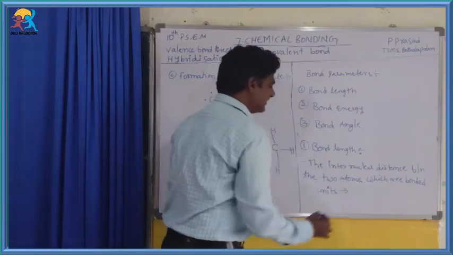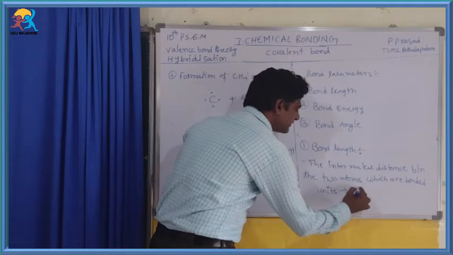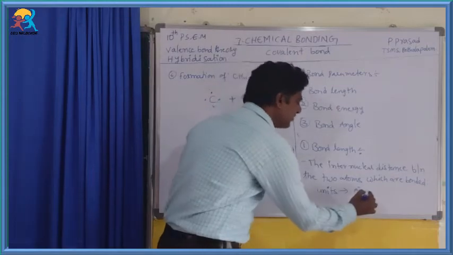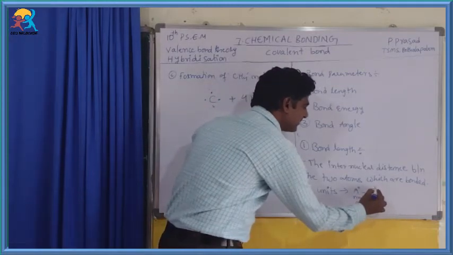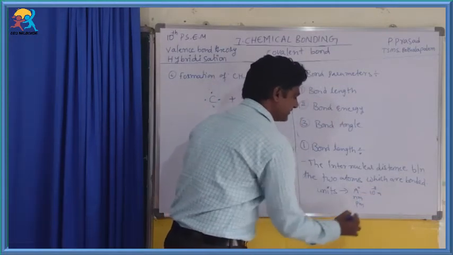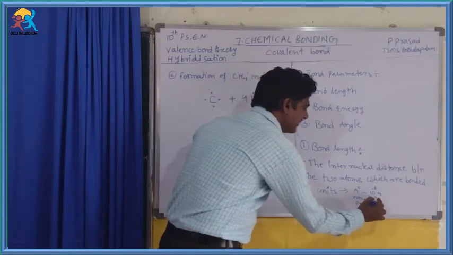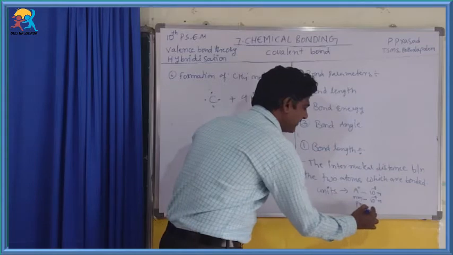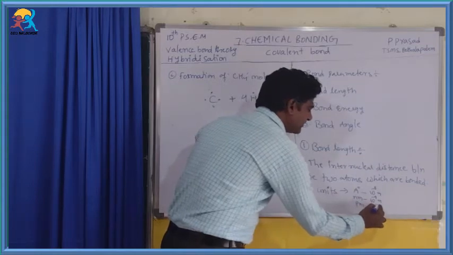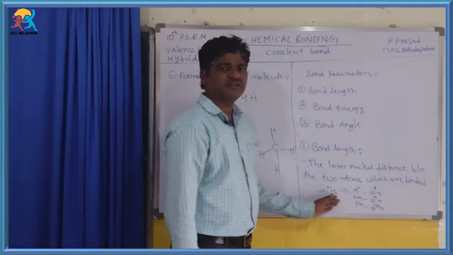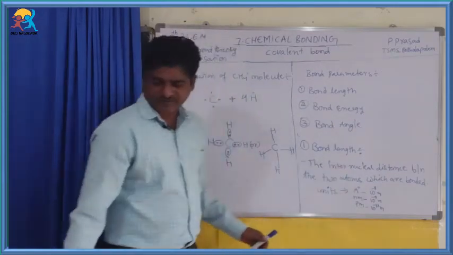It can be measured in angstrom units or nanometers or picometers. 1 angstrom means how many meters? 10 power minus 8 meters. 1 nanometer means 10 power minus 9 meters. Picometer means 10 power minus 12 meters. So these are the units for the measurement of bond length.